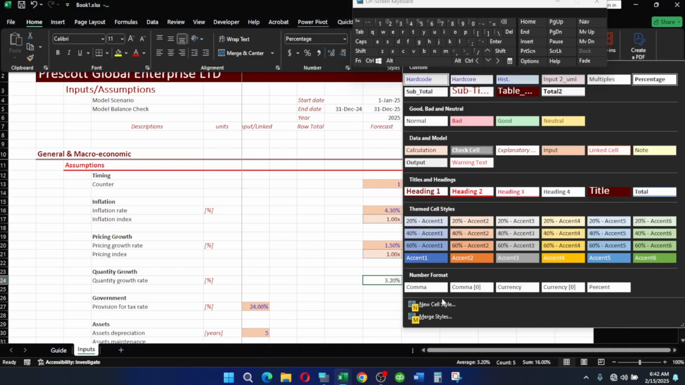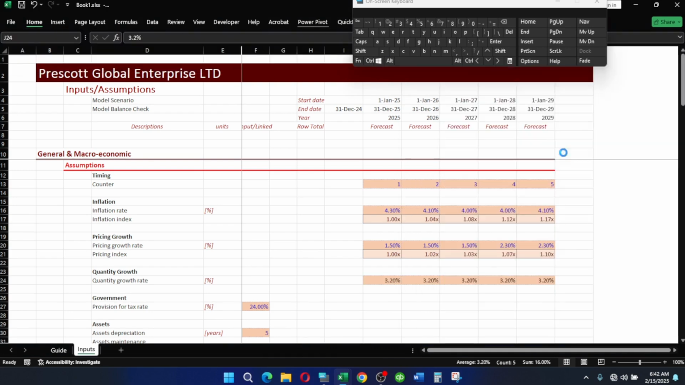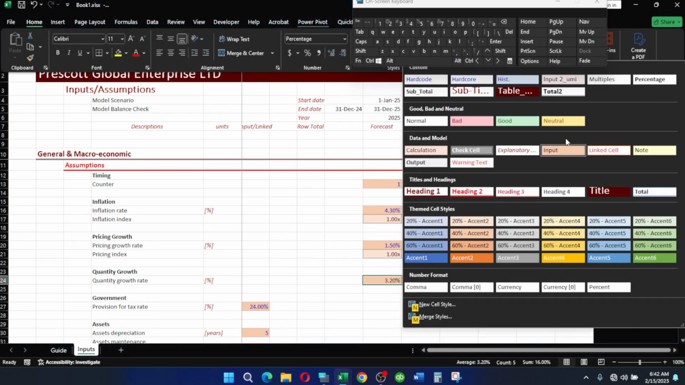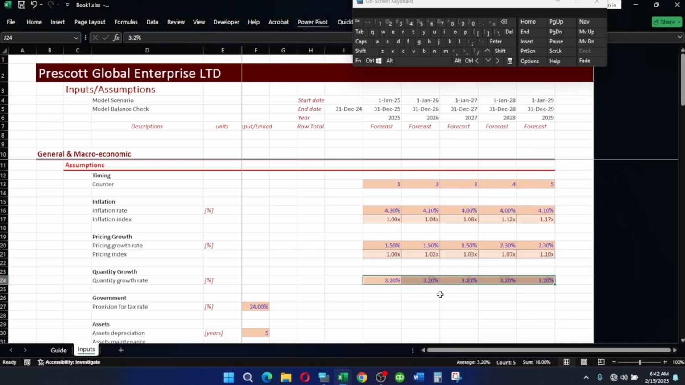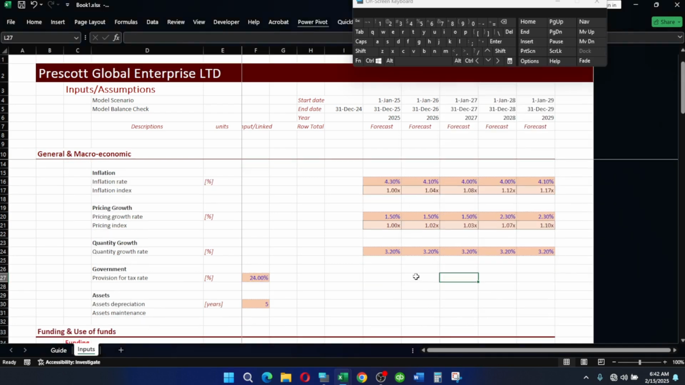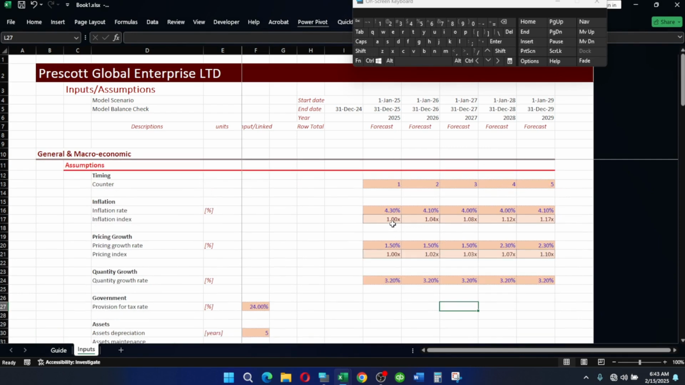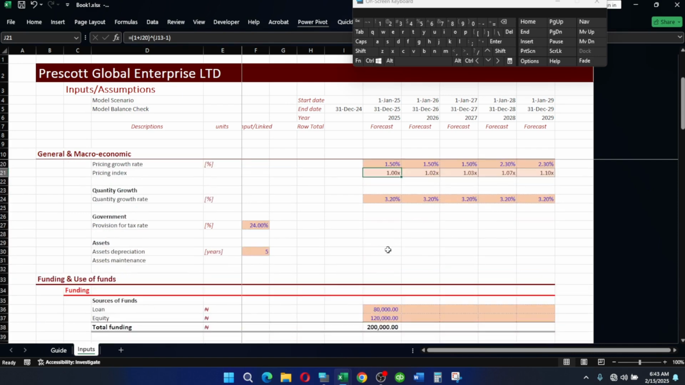We have input. It's hard coded. So now we have this. This is what we have. We have already imputed our counter. After our counter, we have our inflation rate and the inflation index. We have the pricing growth rate and we have the pricing index. Now, what else do we need?